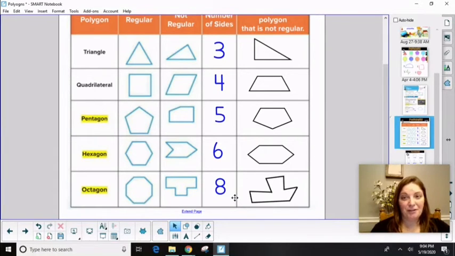There's mine, kind of funky. I drew it freehand, but it does have 8 sides. 1, 2, 3, 4, 5, 6, 7, 8. All right, so you should be getting familiar with all of these vocabulary words.